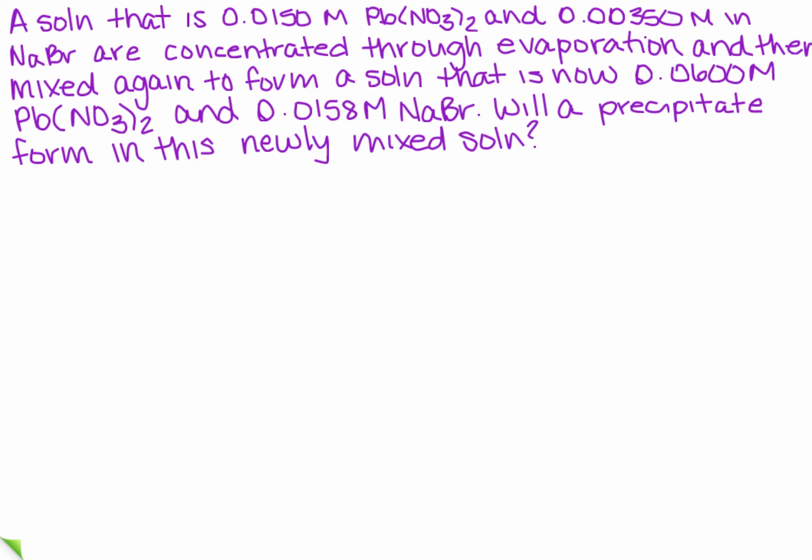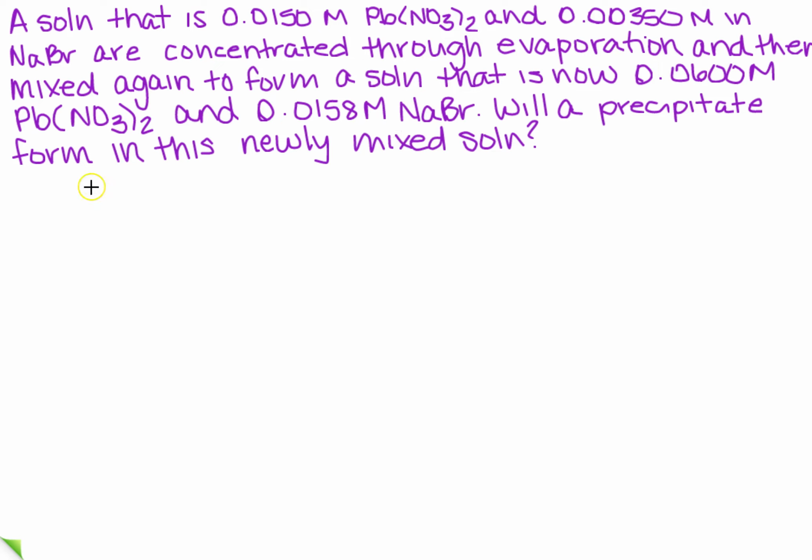We are given a solution that has some lead(II) nitrate and sodium bromide in it, and they are concentrated through evaporation. Then we're going to mix them again to form another solution that has a new molarity for each one of them. What we want to find out is if a precipitate will form in the newly mixed solution. So where do we want to start? Well, why don't we first start with the reaction?